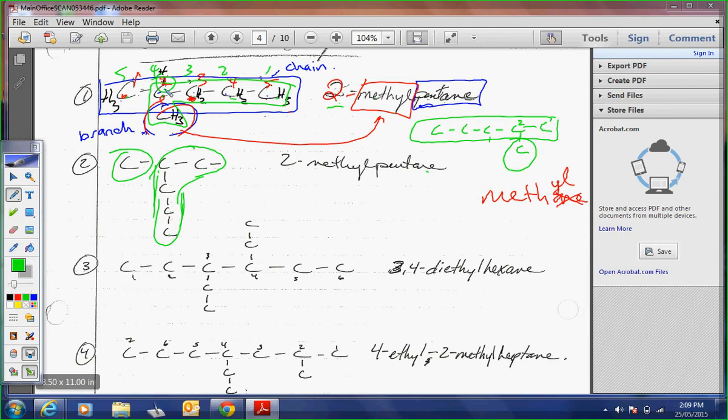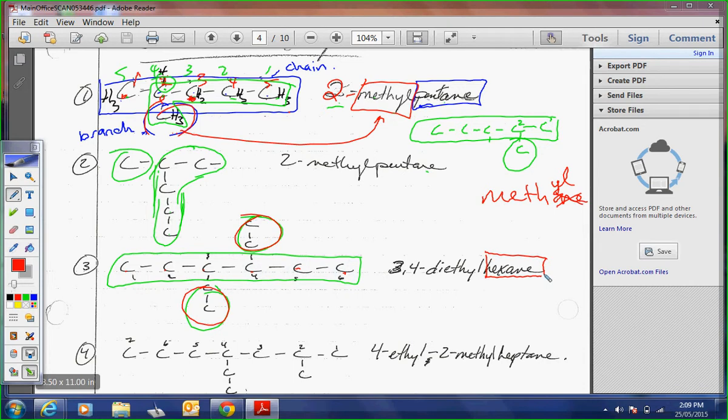Okay, so number 3. Your longest continuous chain is again a straight line, so that's lovely. 1, 2, 3, 4, 5, 6, 7, 6. And so I put a box around my longest continuous chain. And then I put a circle around my branches. In fact, I like doing them in another color when I'm teaching. Now, the chain itself is 1, 2, 3, 4, 5, 6 long. So it's called hexane because it's 6 long.